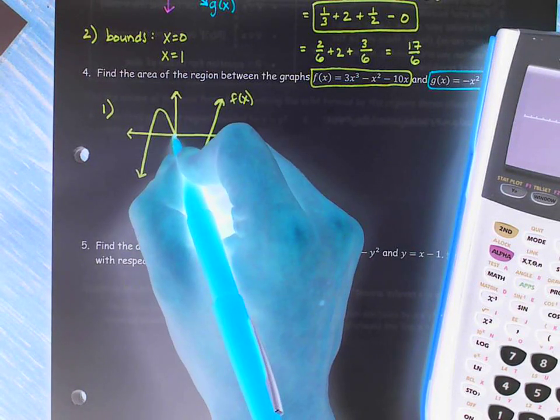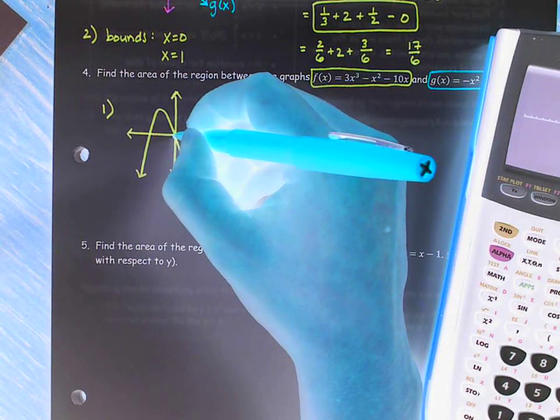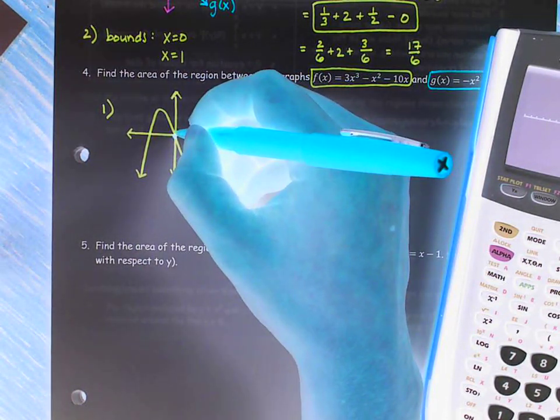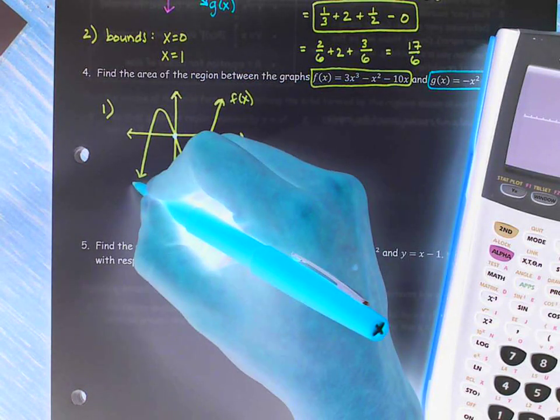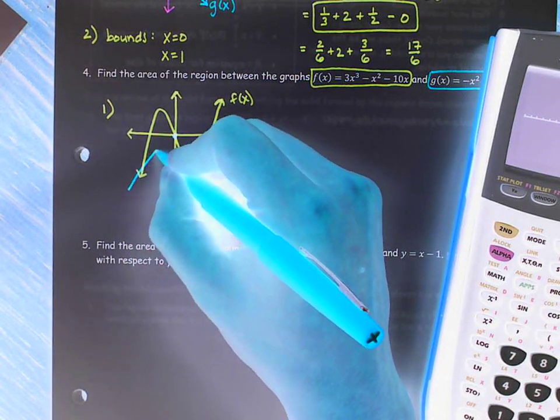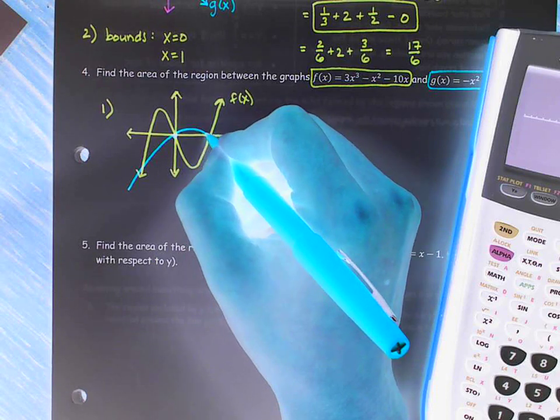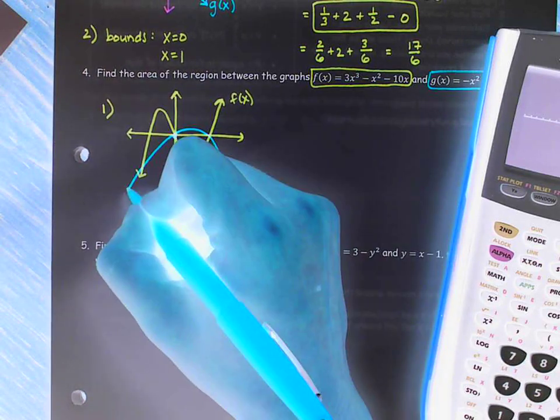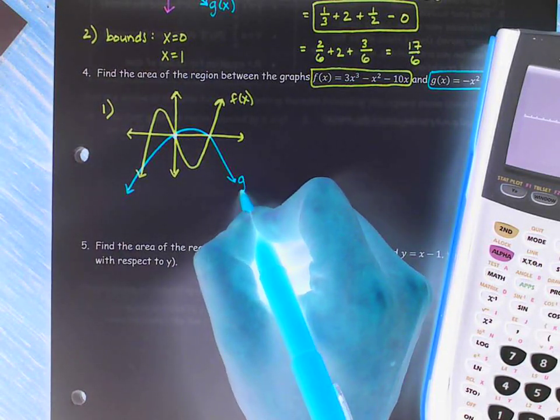I'm going to have to be a little dramatic with my shape here just to make this work nicely, but it's a quadratic, so it's kind of coming in like this, and then it ends up crossing through here. So my shape isn't great, but that'll work for now. And this is g of x.